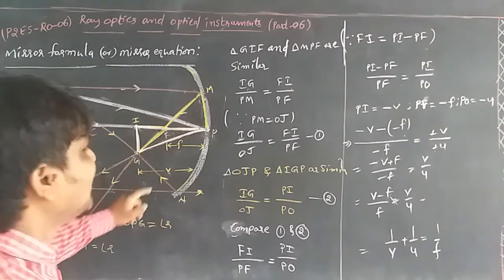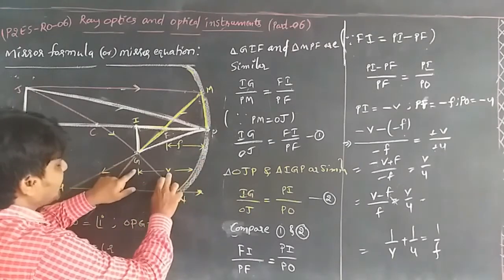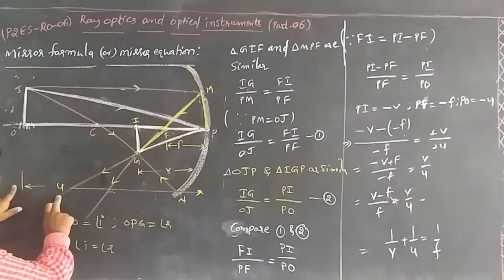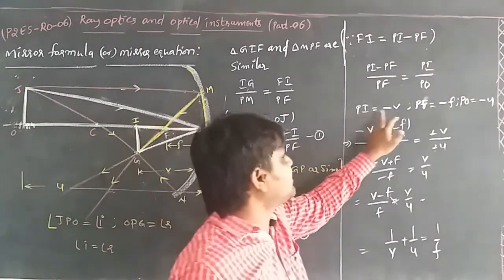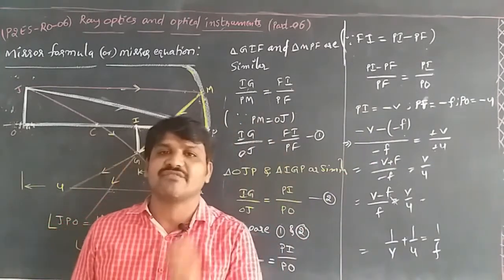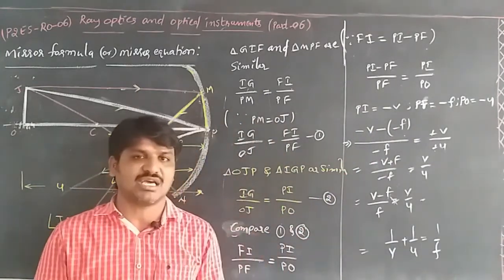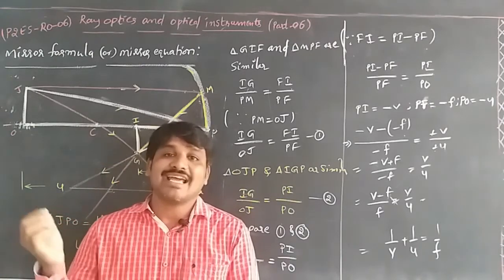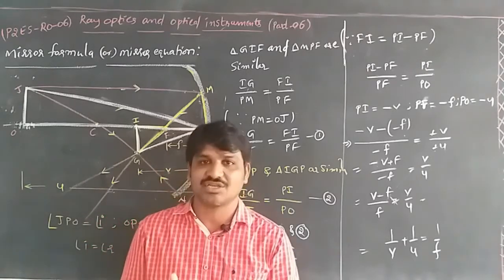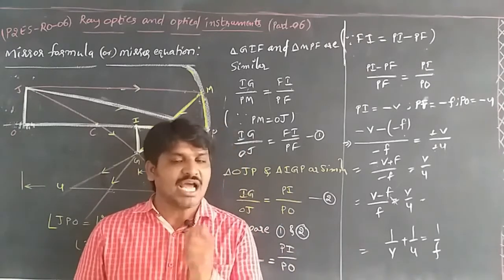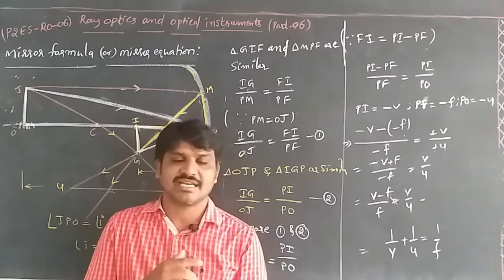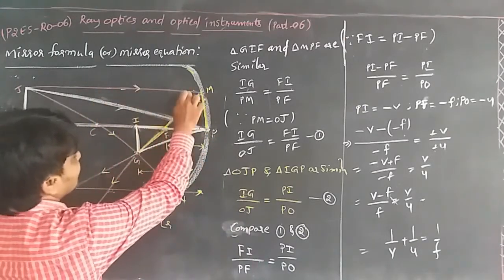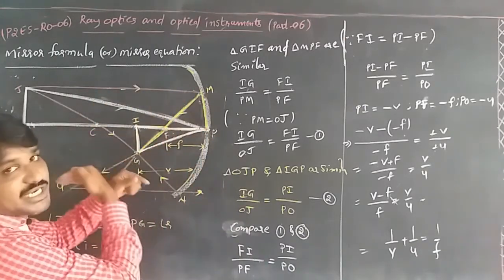According to the diagram, the image is formed at a distance V from the pole, the focal length is small f, and the object distance is small u. So PI is equal to minus V, according to the sign conventions. All distances must be measured from the pole. If the distances are measured in the direction opposite to the incident ray, the value should be taken negative. Otherwise, in the direction of the incident ray, it is positive. Here we are measuring in the direction opposite to the incident ray.